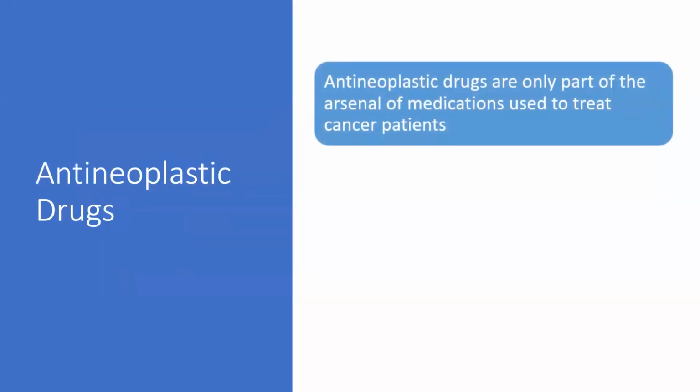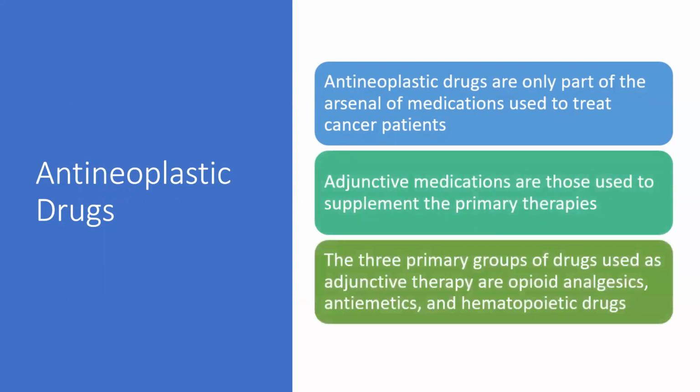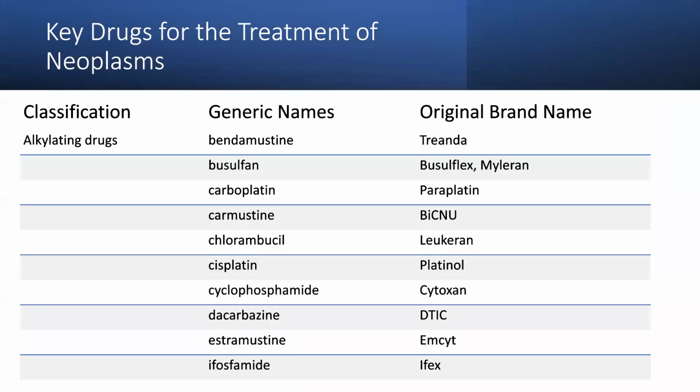So all the antineoplastic drugs are only part of the arsenal of medications used to treat cancer patients. The adjunctive medications are those used to supplement the primary therapies. And the three primary groups of drugs used as adjunctive therapy are opioid analgesics to control the pain, antiemetics to control nausea and vomiting, and hematopoietic drugs because the person should not get anemic.